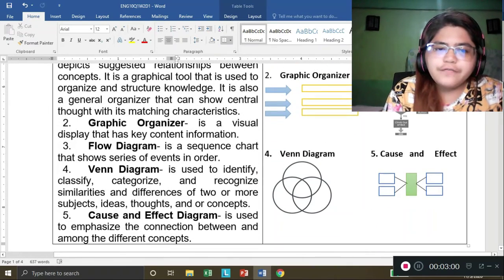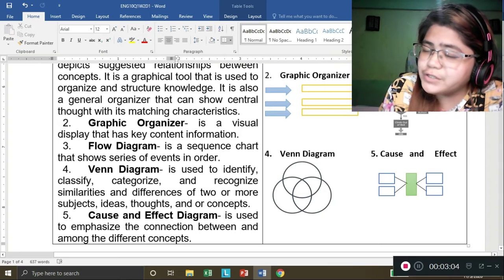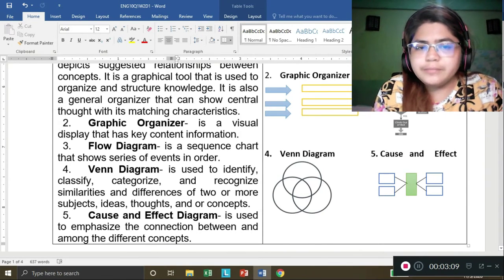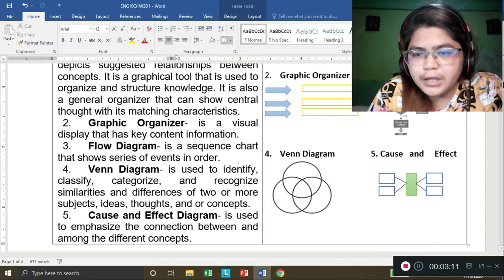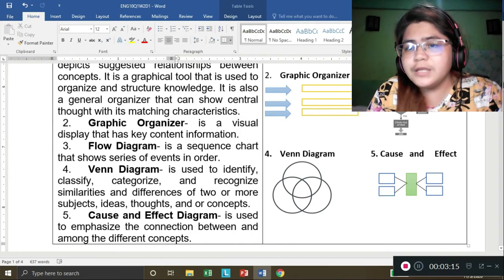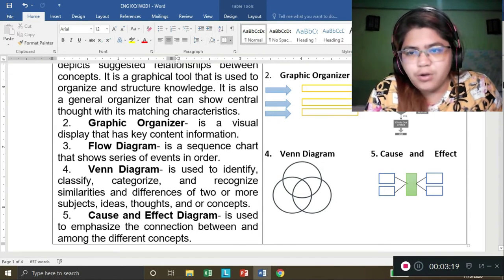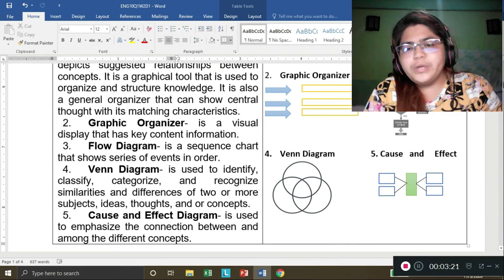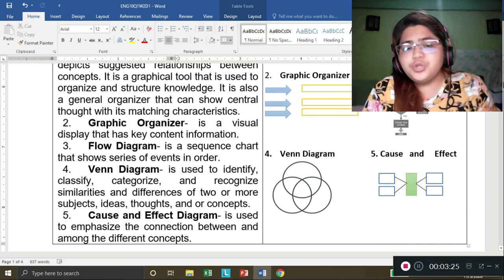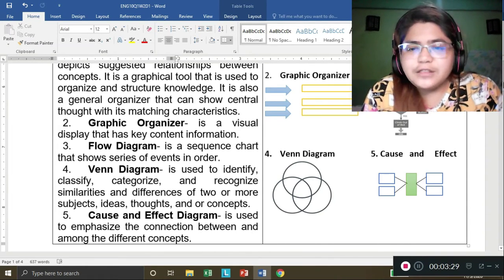Then we have the flow diagram. If you can still remember the story of Arachne, there were events that are written in order, and these events are the highlights of the story. Then we have this one, the Venn diagram. This is used to identify the similarities and differences.